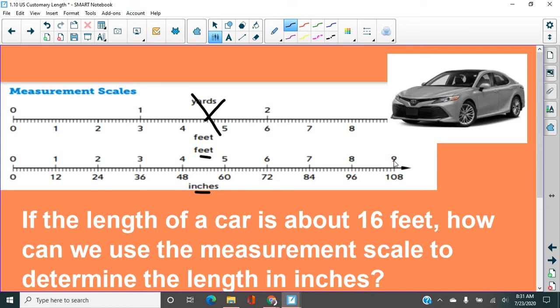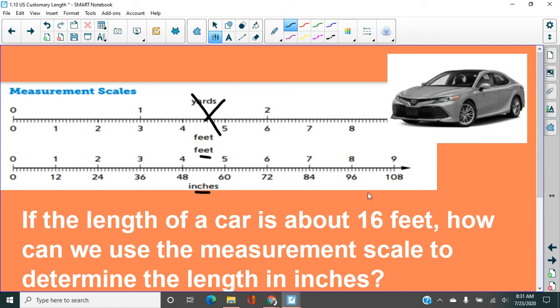Well, let's do some problem solving here. What do you think we could do to try to figure out this car being 16 feet long, but the scale only goes up to 9? What could we do? Well, there's lots of things we could do, right? We need to think about, well, what would equal 16? So 8 plus 8 would equal 16, so I could double this.